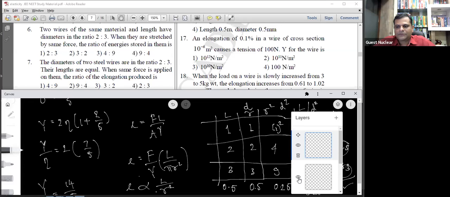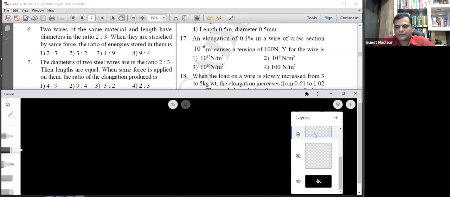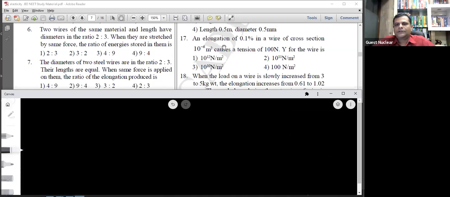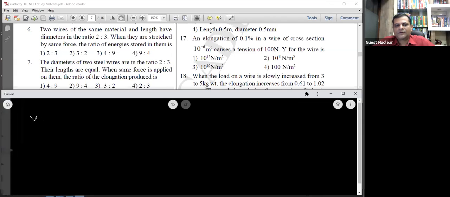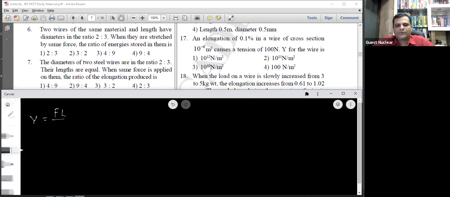ठीक है, अभी देखो क्या है कि elongation of 0.1% in the wire of cross section 10 raised to minus 6 meter square causes a tension of 100 Newton. Then Young's modulus of the wire is, Young's modulus का फॉर्मूला क्या है हमको ऑलरेडी पता है, it is F into capital L upon A into small l, बराबर है। अभी इसमें F का वैल्यू कितना दिया है, फोर्स का टेंशन 100 न्यूटन, करेक्ट है। Length, original length of the wire is not given actually, but the ratio of this small l to capital L is given.